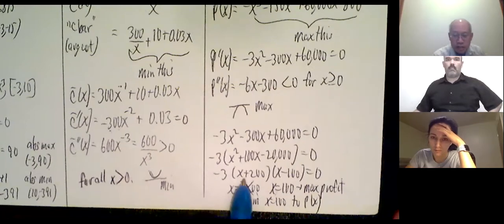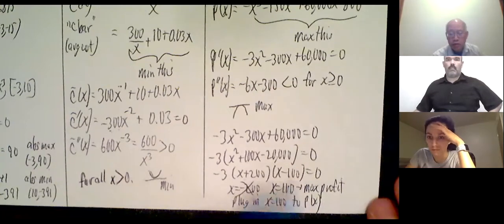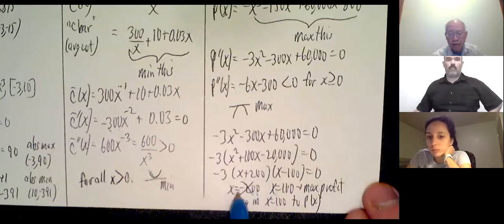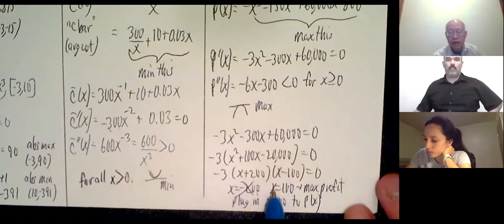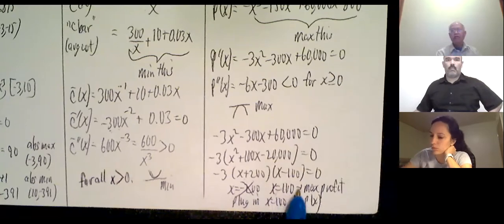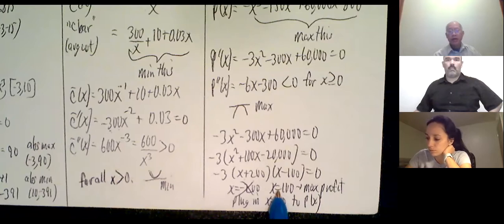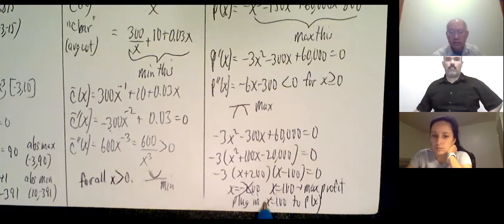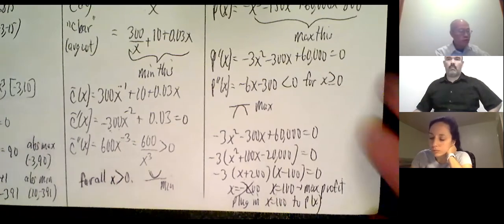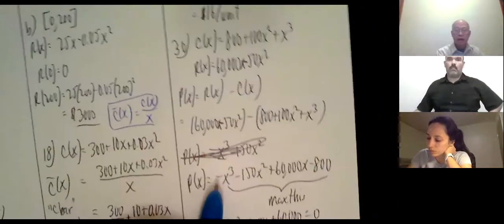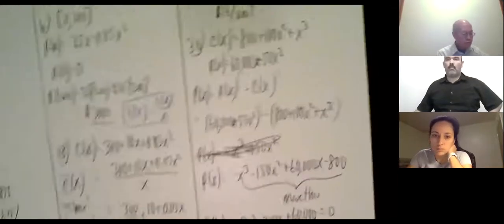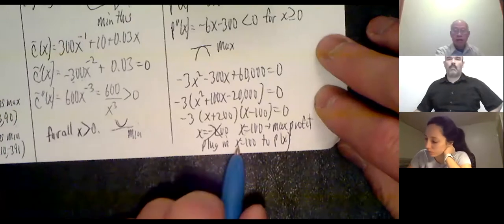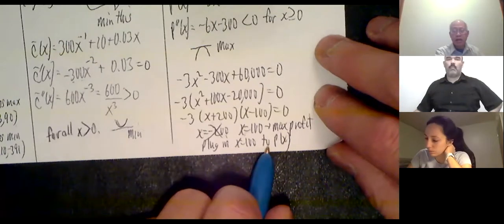So either this is 0 or this is 0. What number makes this 0? -200. Throw it out, x has to be positive. And x equals 100. So we have a maximum profit when you plug in 100. I'll leave this to you, but what is the maximum profit? All you do is plug x equals 100 into P of x, and that'll be the answer.